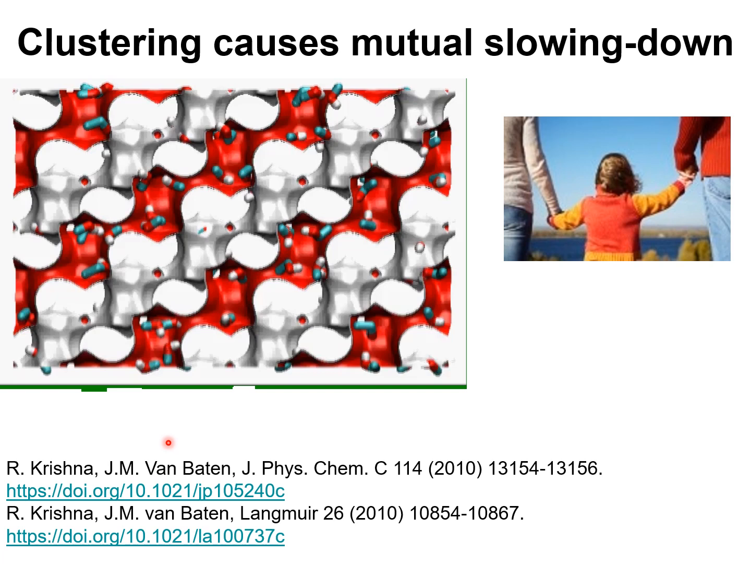A methanol-ethanol cluster diffuses much more slowly than either methanol or ethanol because of mutual slowing down. And such mutual slowing down effects are of significant importance in the separation of alcohol mixtures.